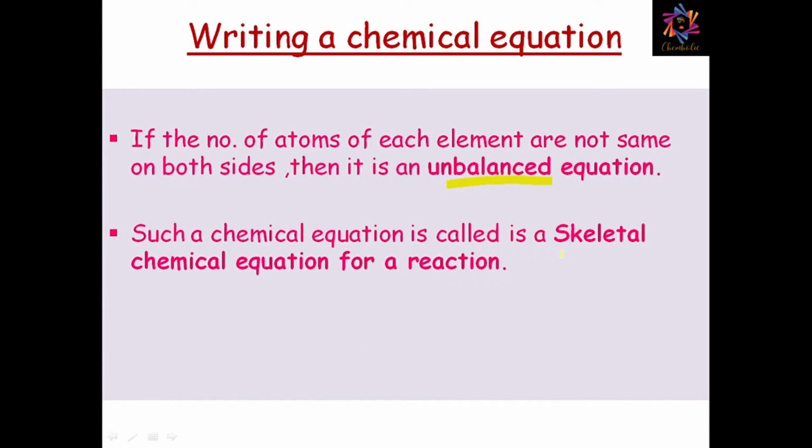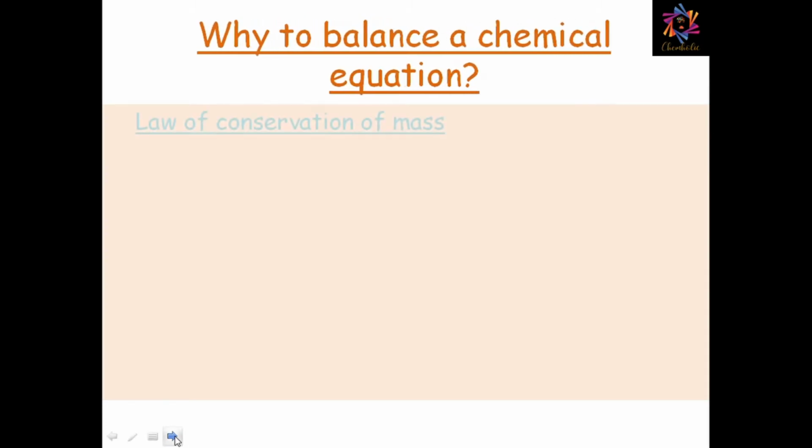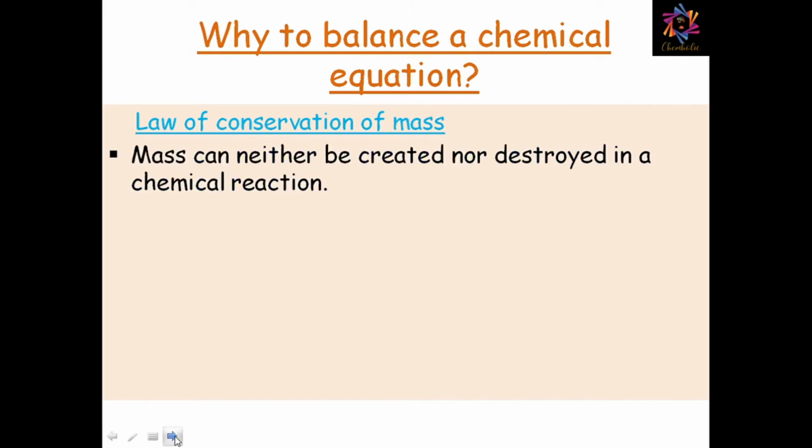In other words, it is also called the skeletal chemical equation. So guys, the magnesium reacting with oxygen to form MgO is the equation that we need to balance. Since the number of atoms of the oxygen element is not the same, it is unbalanced, and this is called an unbalanced equation, also called a skeletal chemical equation.